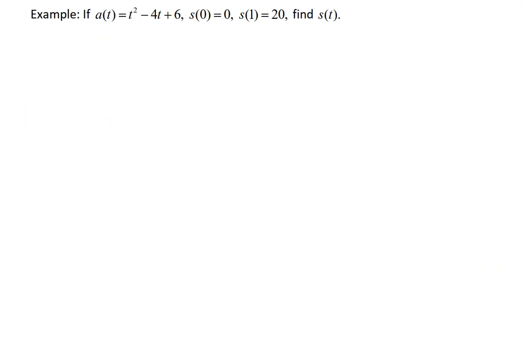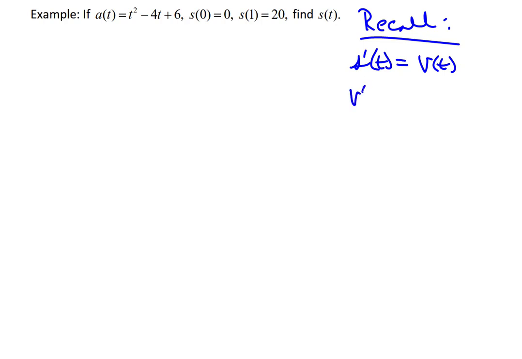This one says if a of t equals t squared minus 4t plus 6, and s of 0 equals 0, and s of 1 equals 20, find s of t. Now, in order to get this one understood, let's recall some key things. We've seen this kind of notation before. Recall that s of t is position, and therefore s prime of t equals v, velocity, and then v prime of t would be acceleration, which is a of t.